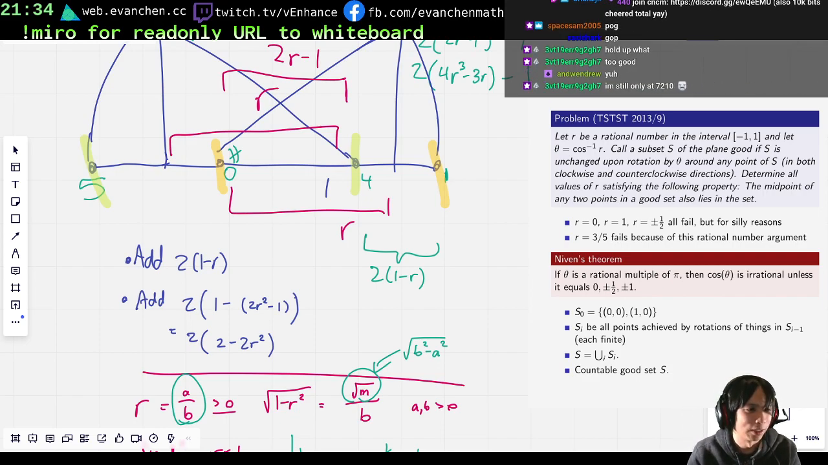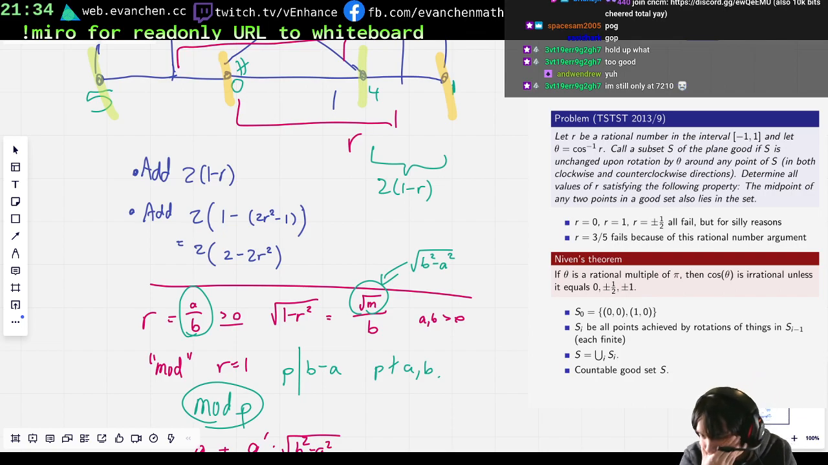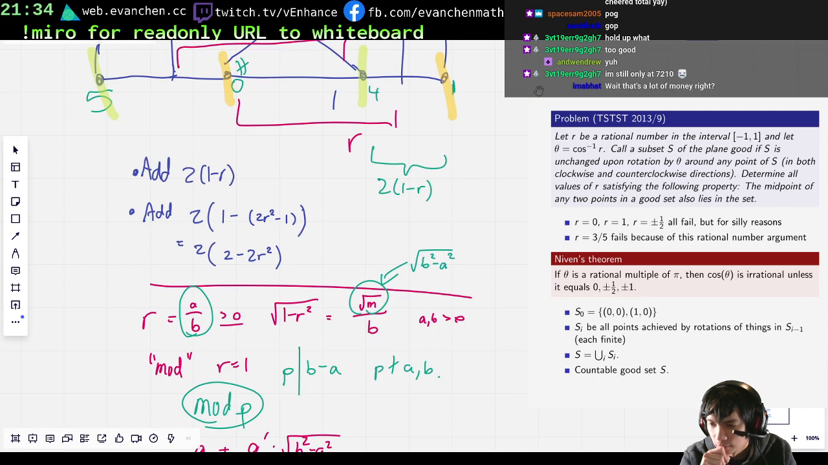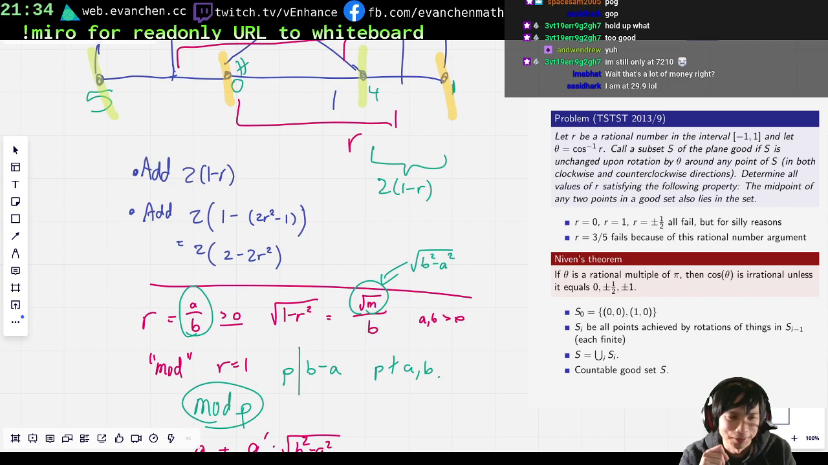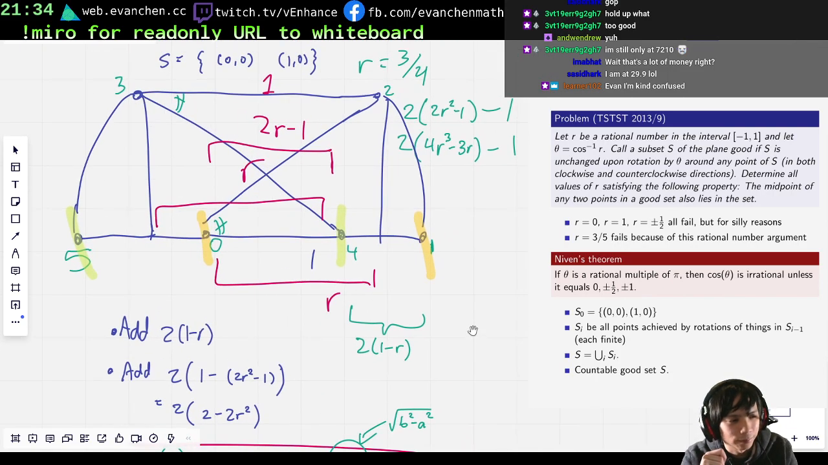I was going to take mod p, but I don't think it's going to work. I'm kind of confused. Don't worry, I am too. What just happened? What is this?